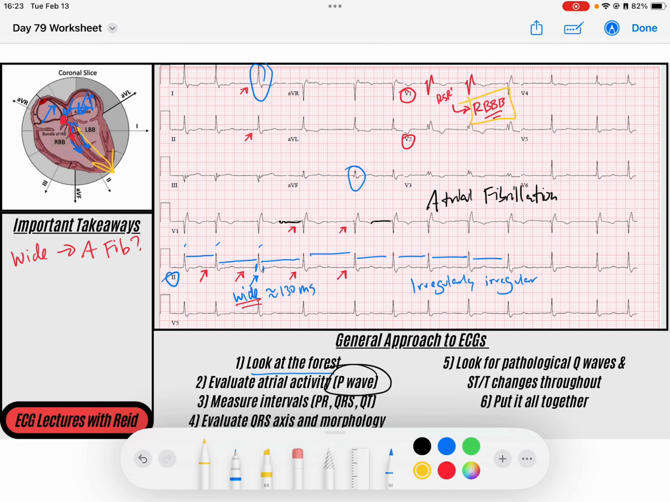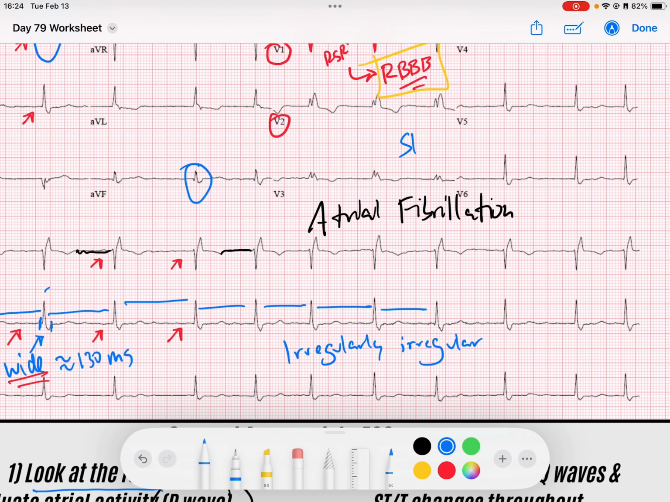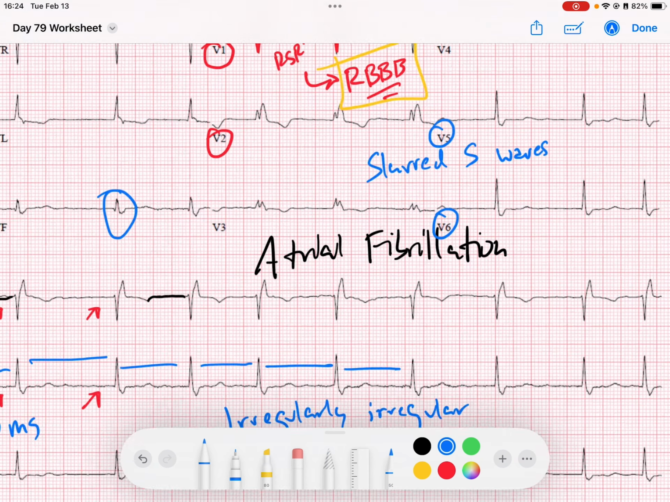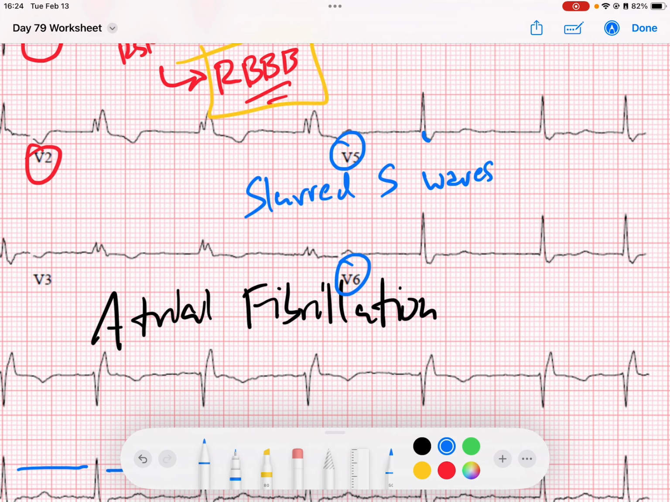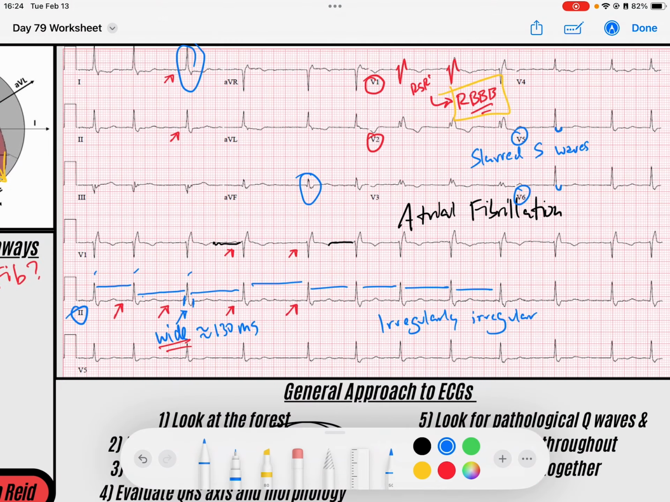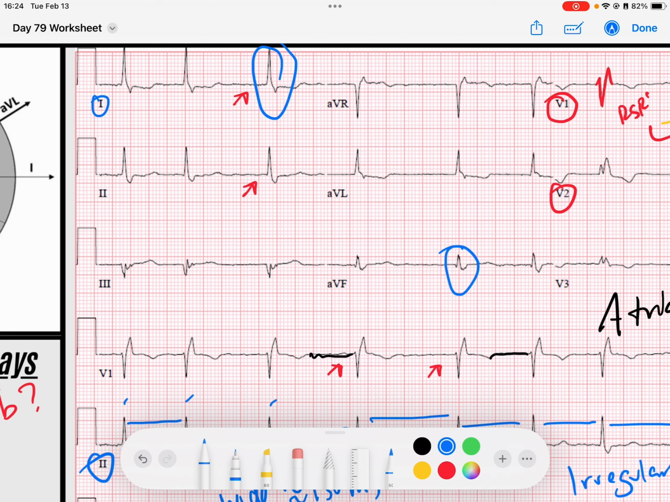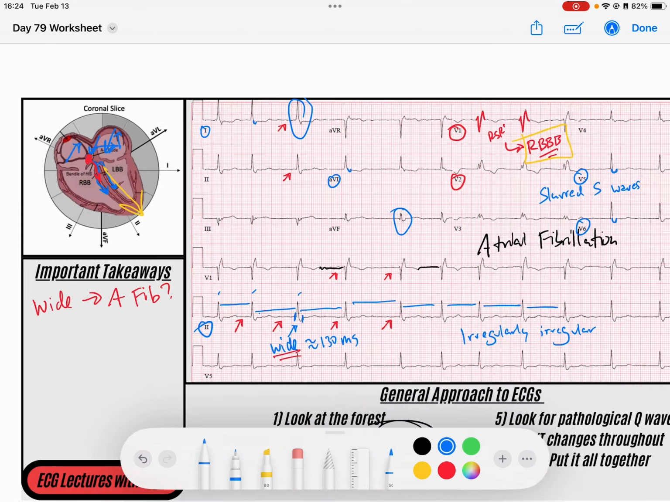And something that you'll start catching an eye for with these right bundle branch blocks is what we call slurred S waves in these lateral leads, V5 and V6. If I look really closely here, we've got these slurry S waves. They're not very sharp waves. They're just slurry little S waves. You also get them in the lateral leads, lead 1 and AVL. You can see them a little bit here, kind of a little slurry. It takes a little bit of time to get back to the baseline.